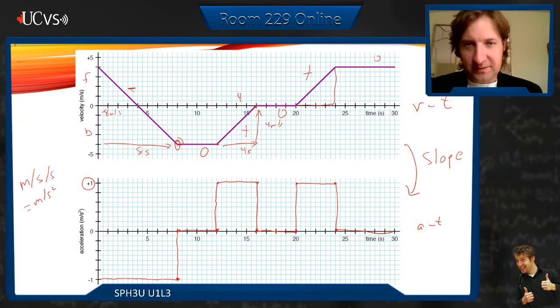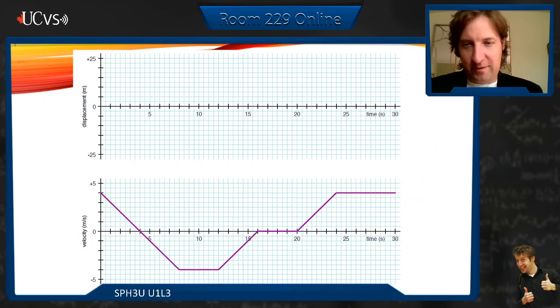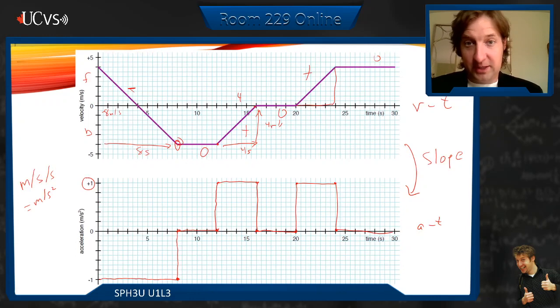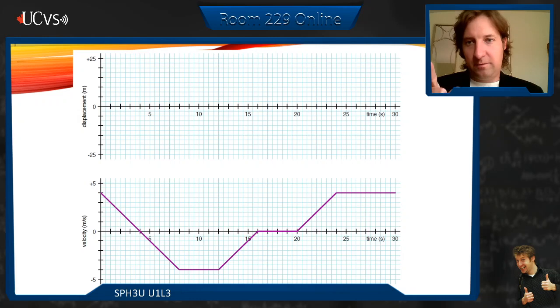Now, this is the tricky part. What if we want to go backwards? And what I mean by that is, what if I want to go from a velocity time graph? So this is the same velocity time graph, right? To go from the velocity to its rate of change, I took the slope. But what if I wanted to figure out the displacements, how far it has gone over that same time interval in those 30 seconds? How would I calculate this?